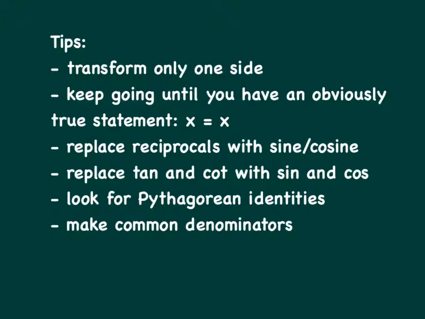So if you have cosecant, replace that with 1 over the sine. Replace tangent and cotangent with sine and cosine, so they're appropriate fractions. Look for your Pythagorean identities. And then we didn't see this in the video, but the last trick is going to be to make common denominators so that you can add or subtract.